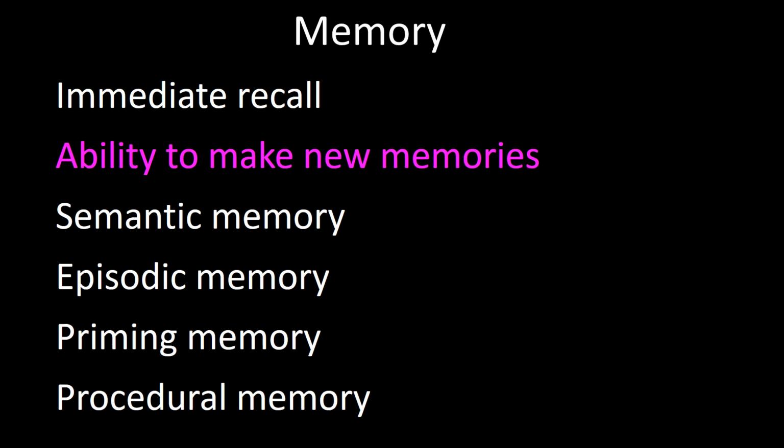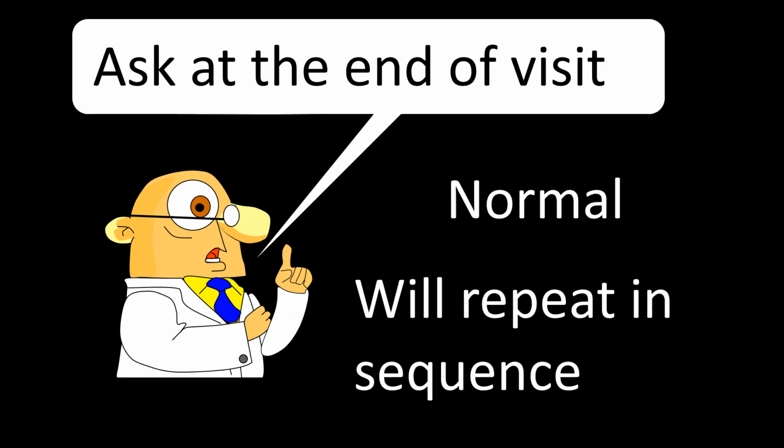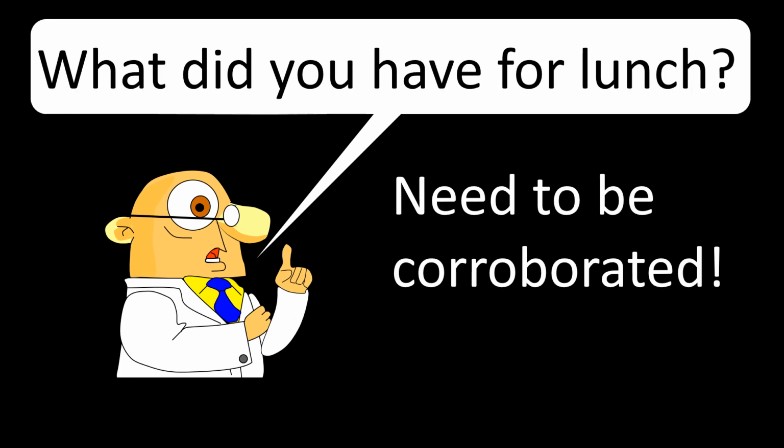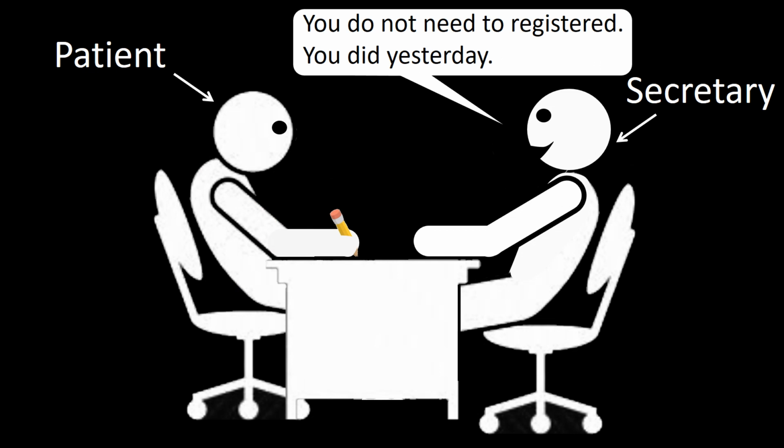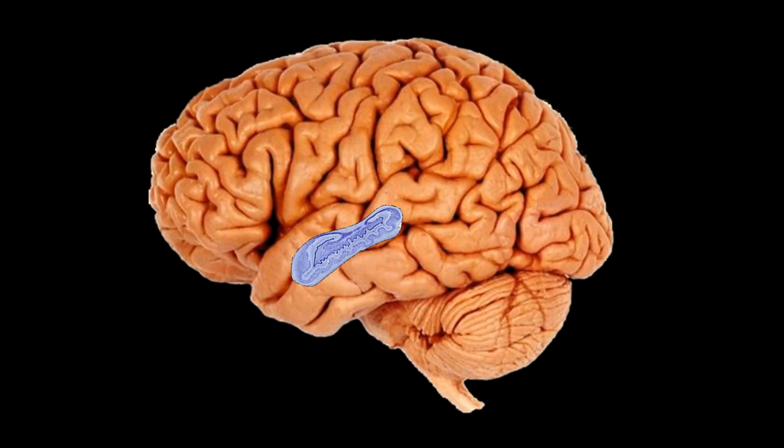The ability to make new memories is checked by asking the patient to remember the 3 words we ask them to recall at the beginning of the interview and asking the patient to repeat them at the end of the exam. Normally, they would be repeated in sequence. You can also ask what the patient had for breakfast or lunch, but that needs corroboration. At times, no question is needed. Your secretary will tell you that memory is a problem. The anatomical area being tested is mainly the hippocampus.